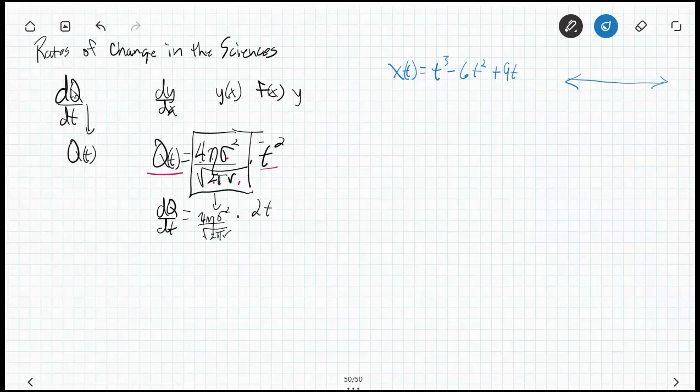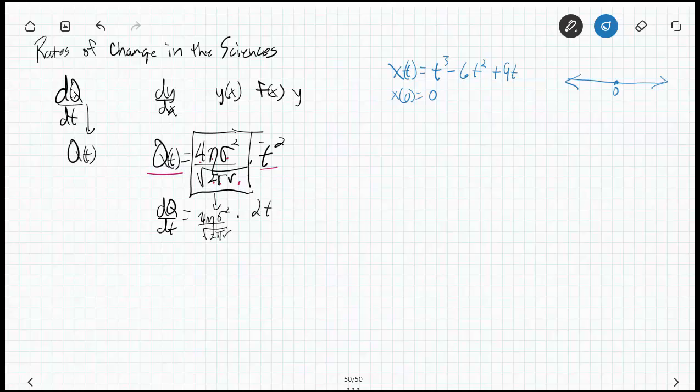So if you give me time t equals 0, I know that x of 0 is equal to 0, because 0 cubed minus 6 times 0 squared plus 9 times 0 is 0. So this thing is sitting at the origin, at x equals 0, right there. But there are some questions we have to ask. Is it moving left? Is it moving right? Has it stopped?